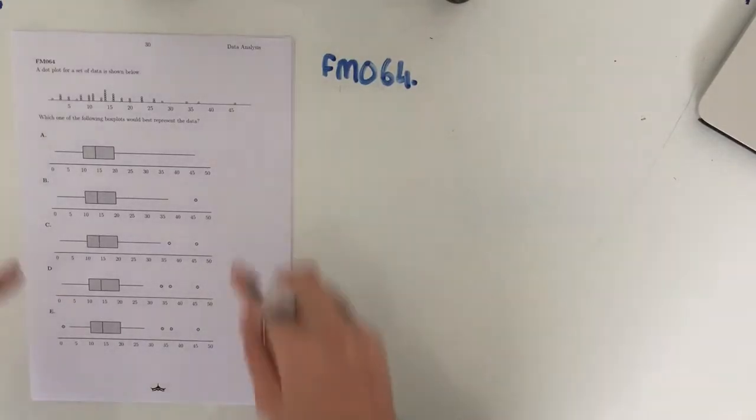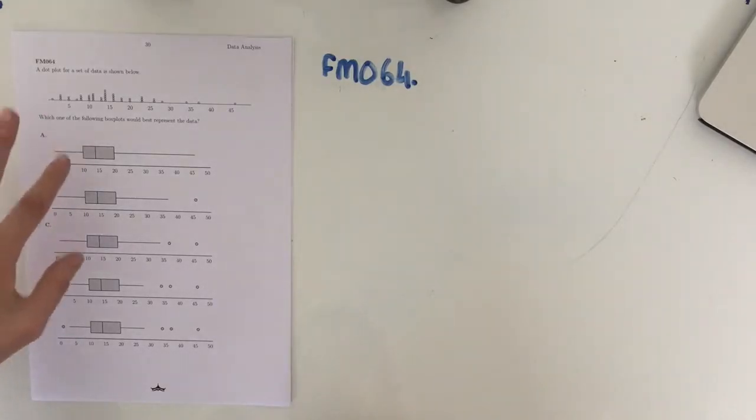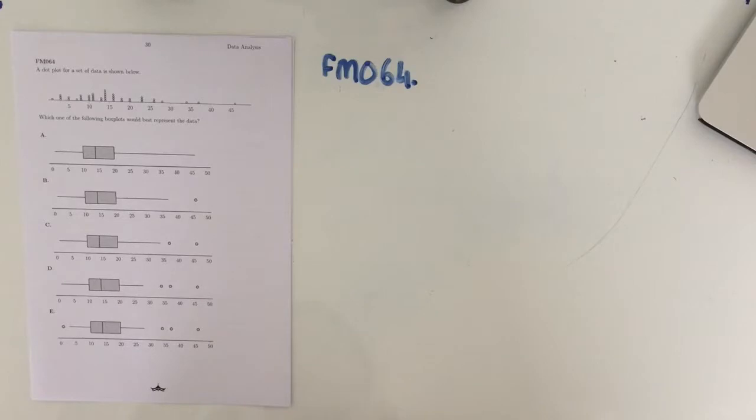Now, the first thing to notice about the answers that have been given to us is that the only real difference between them is the number of outliers. So apart from that, all the other information we've been given is fairly similar. So we're going to be looking at the outliers to see which ones should match up.